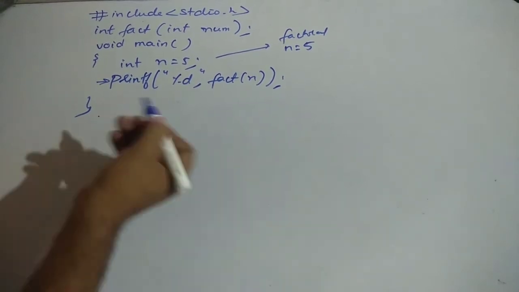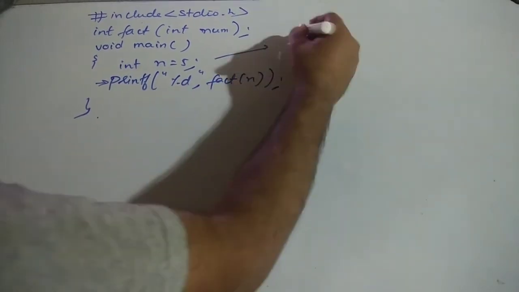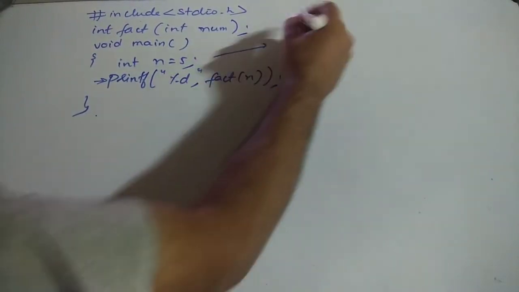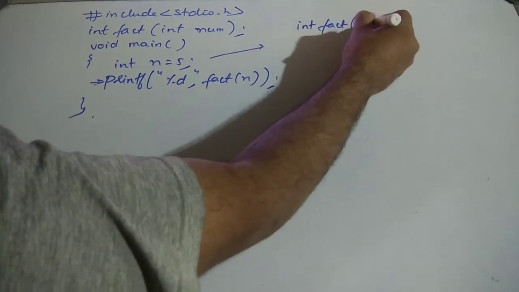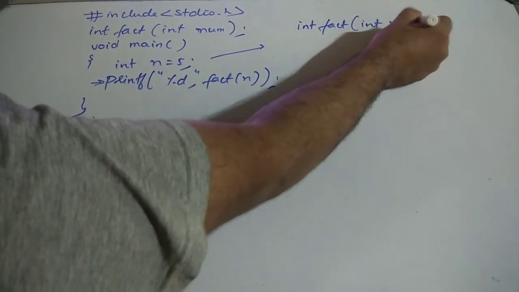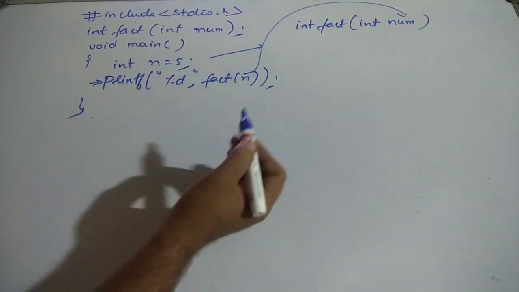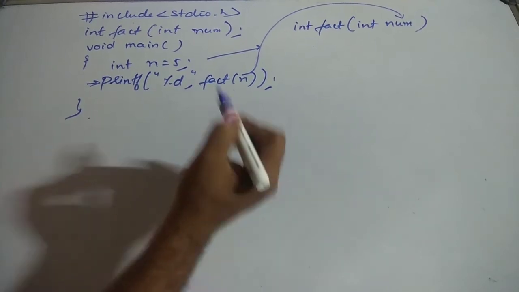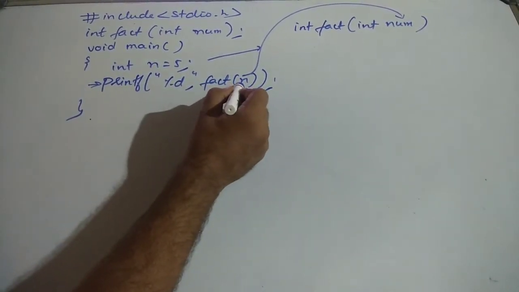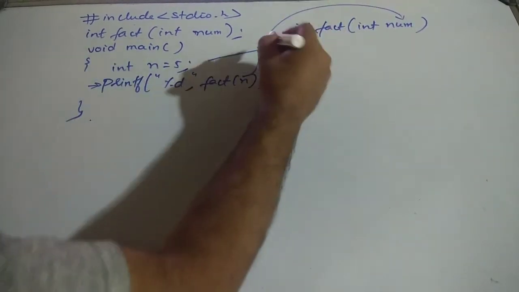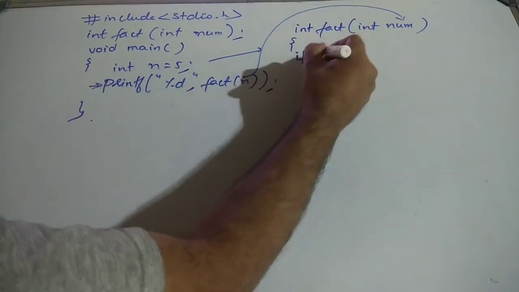Is it clear? So here I'll write the function definition. I'll write it on the side such that I can do tracing here. I'll say int fact of int number. So whatever the value of n is there, that n value is passed here. This concept is known as pass by value, where the content of the actual parameter n is copied to the formal parameter number.